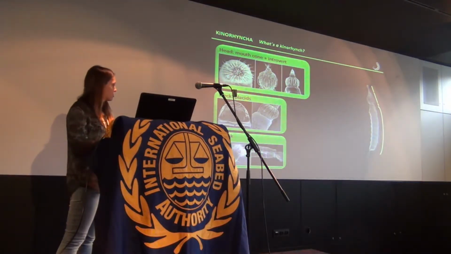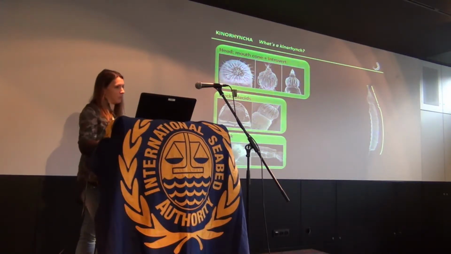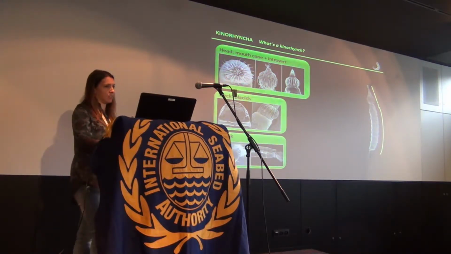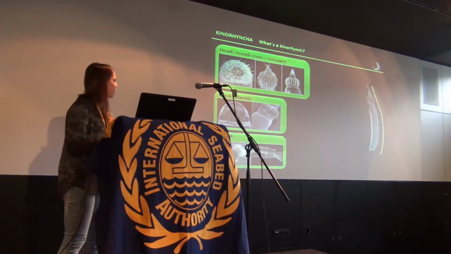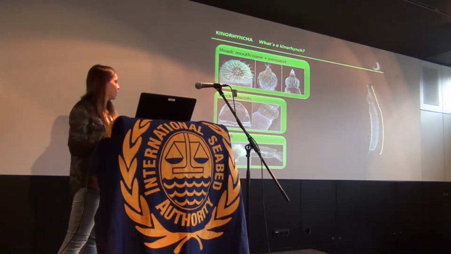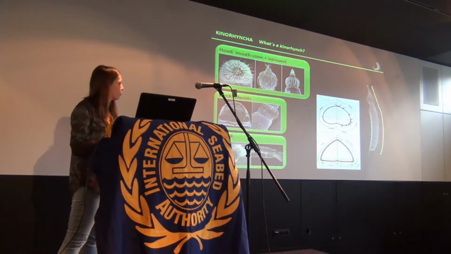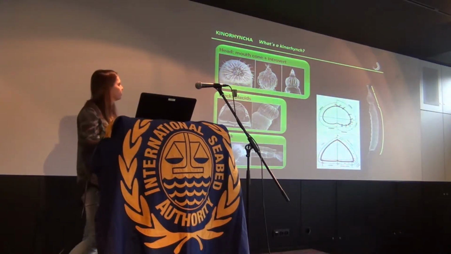The trunk consists of 11 segments in adults, because the juvenile stages may present a smaller number of segments, and the trunk is covered by cuticle. The arrangement of these segments, as well as the profile of the trunk in a cross-section, also has taxonomical relevance for the group.